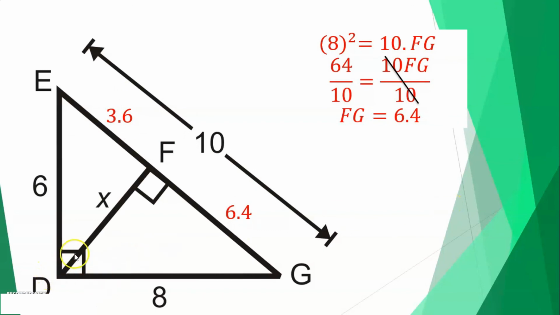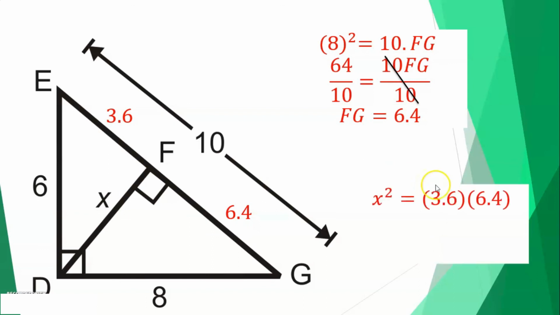Now with this, we can solve for x. x is the altitude to the hypotenuse, which is the geometric mean of the two segments, 3.6 times 6.4. Simplifying this and getting the square root, the value for x is 4.8.